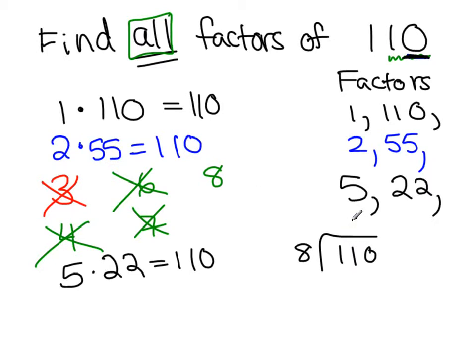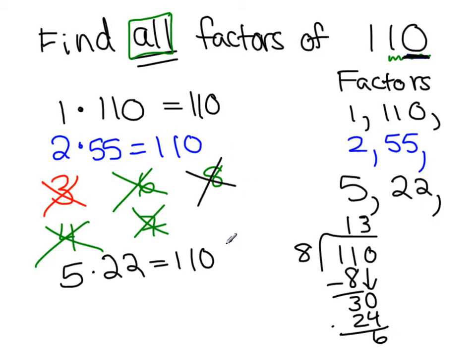So we go 8 times 1 is 8. Subtract, we got 3. Bring down the 0. And look at that. Just like I promised you, we're not going to have anything too good. 8 times 3 is the closest we get with 24. And we have a remainder of 6. So 8 doesn't work either.